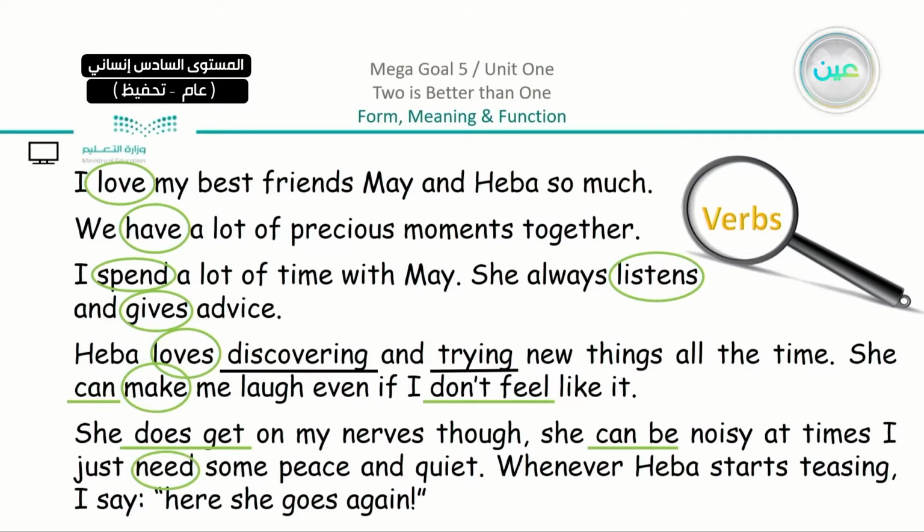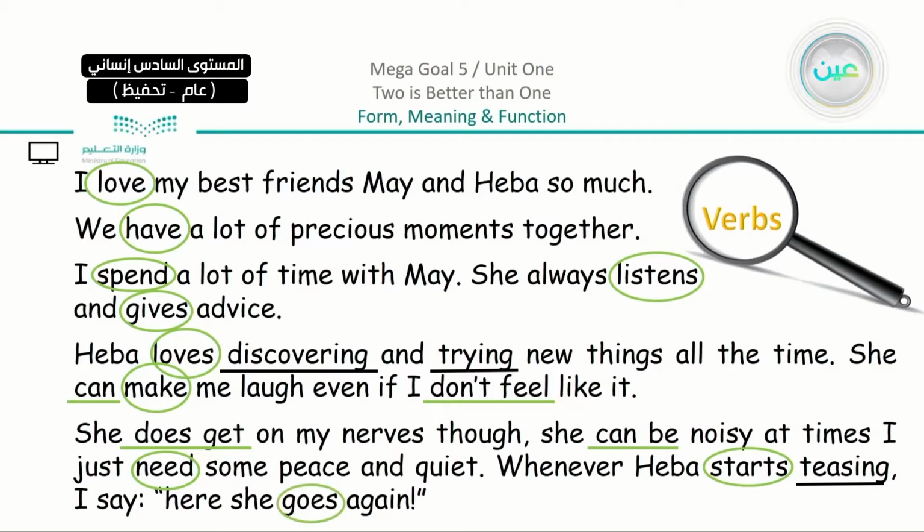Whenever Hiba starts teasing, and here we have teasing. So just keep in mind and think about them for a second here. We have three words that have the ing, and yet I didn't put a circle around them as a verb.